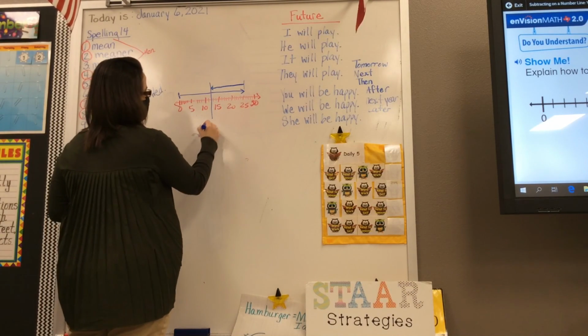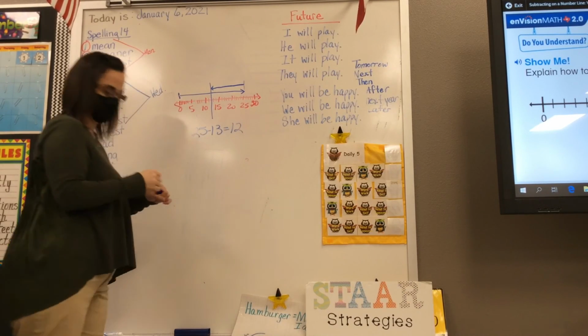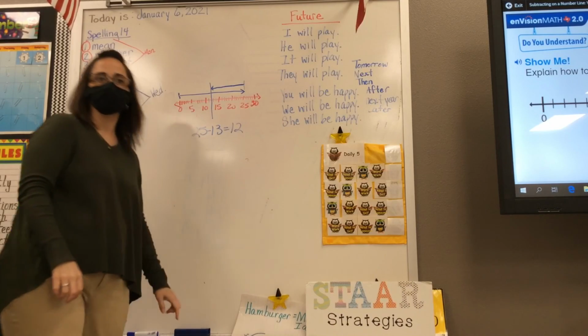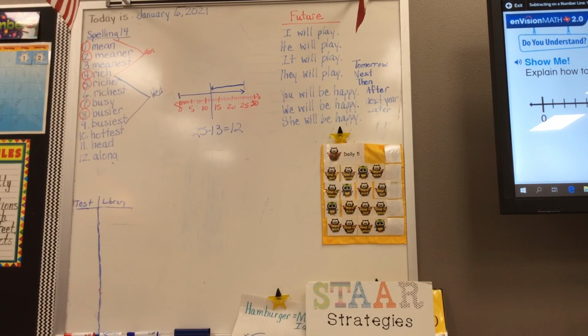No. 25 minus 13 equals 12. Oh, it's the same number as before. Does everybody understand? Yeah? Okay. All right.